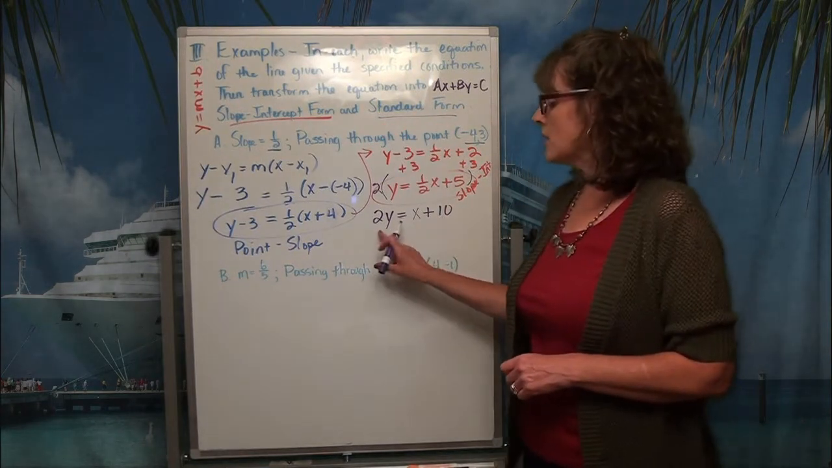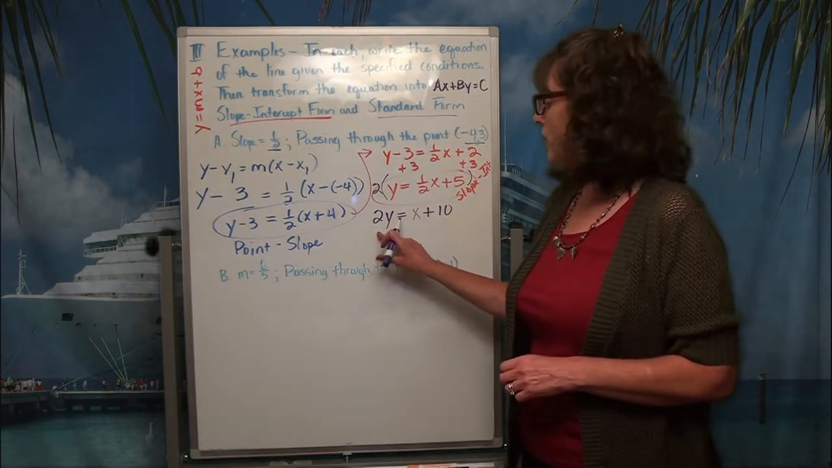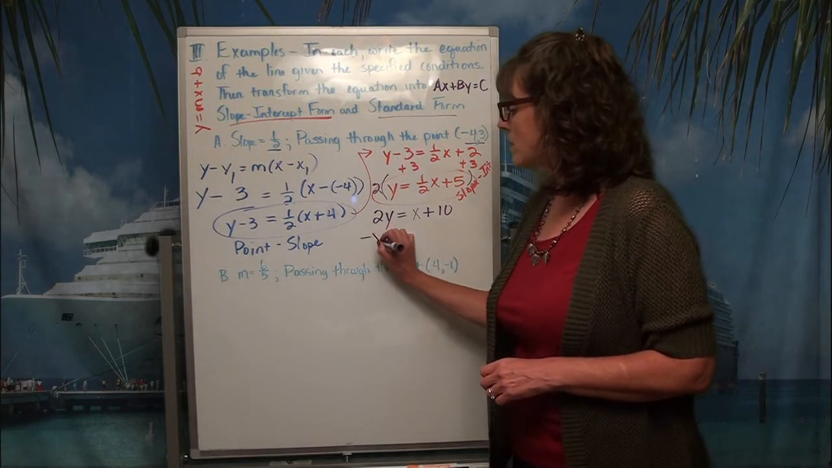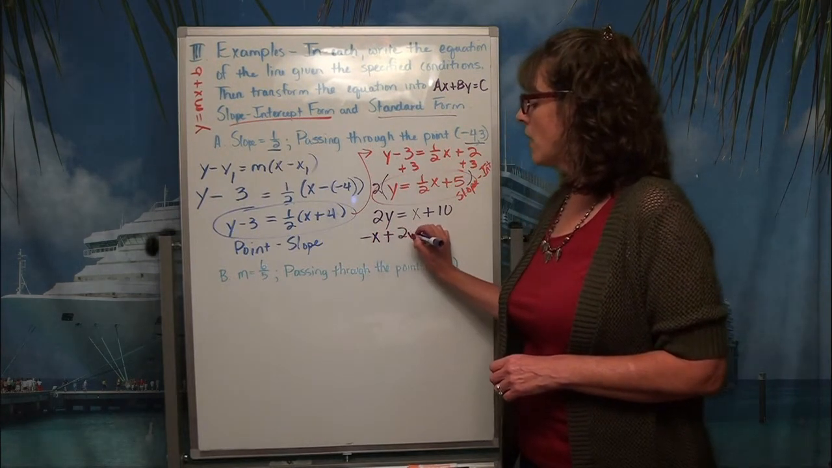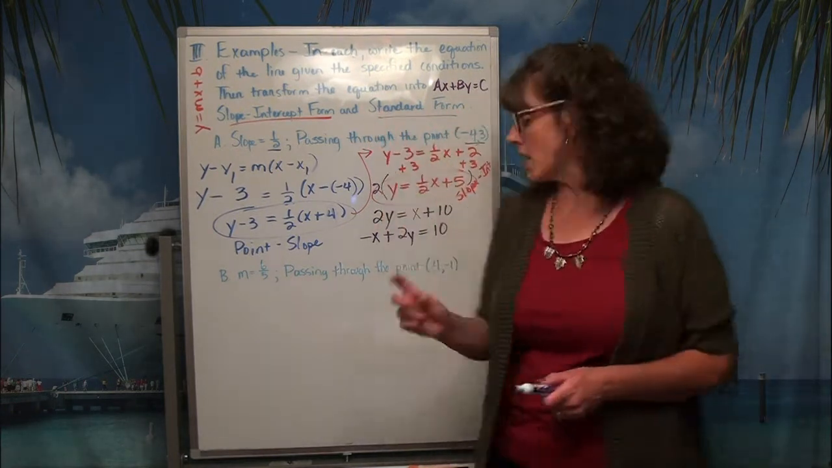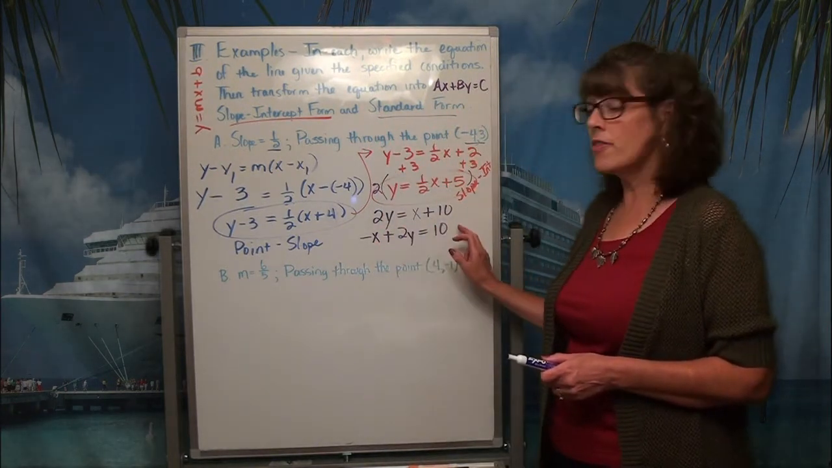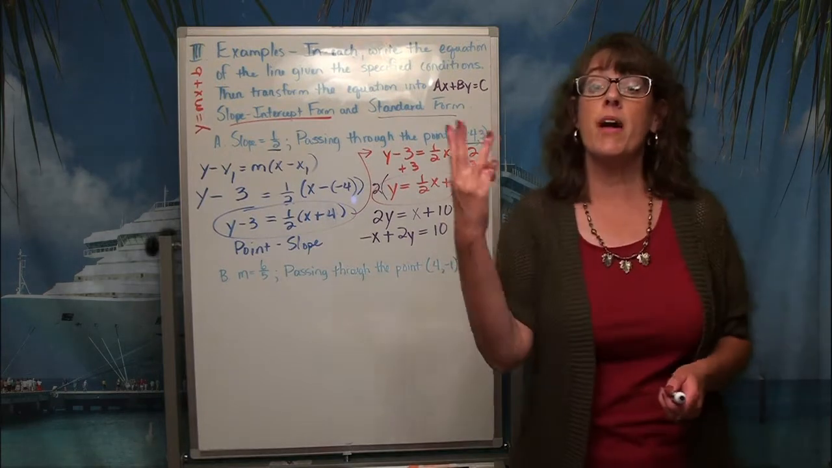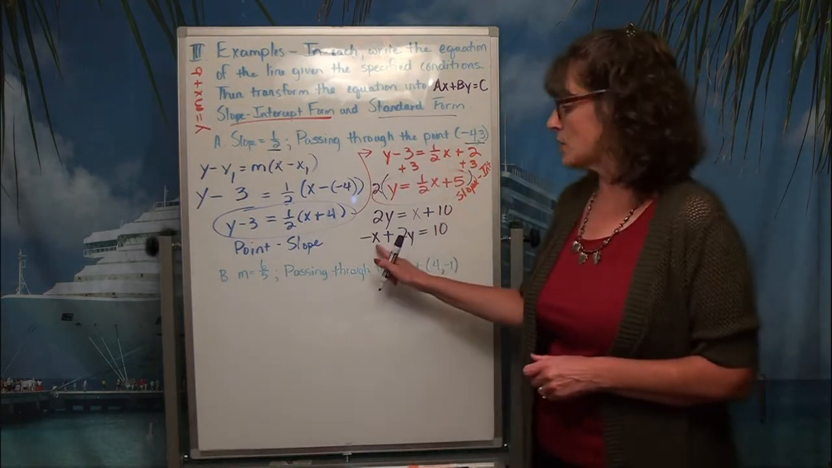Now I'm going to put the x and the y together. And in order to do that, I'm going to subtract that x off, giving me negative x plus 2y. Remember, this is positive, equals 10. Second criteria done. My x and my y are together on one side, the constants on the other side. And remember, that third criteria is make sure this is positive.